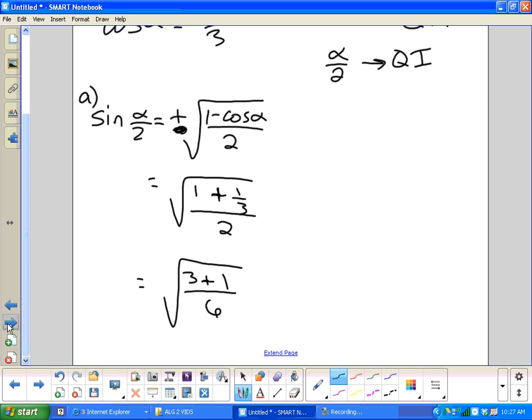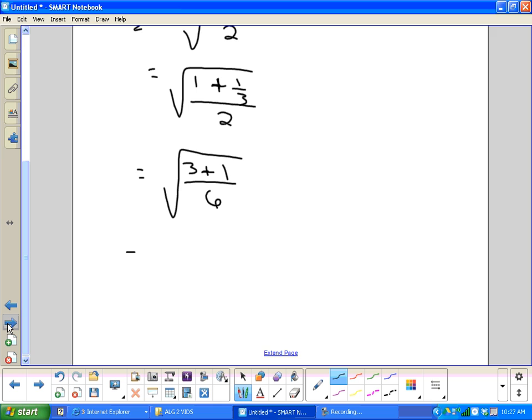Okay, so now I'm going to be smart right here, though. This is going to give me the square root of 4/6. Now, I don't know. I'm thinking about reducing that to 2/3. But if you reduce it to 2/3, you lose your perfect square there, don't you?